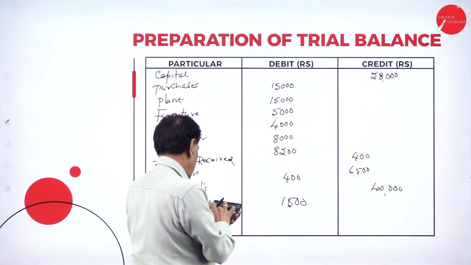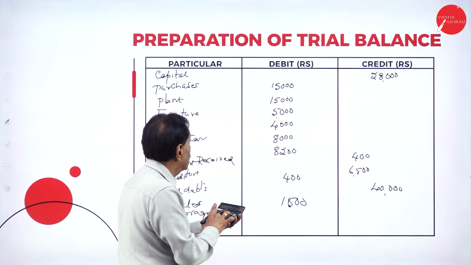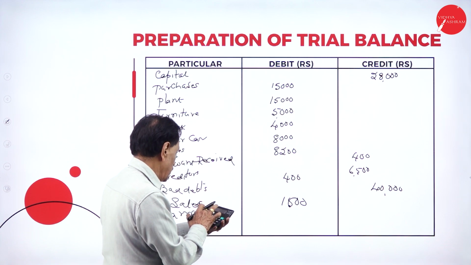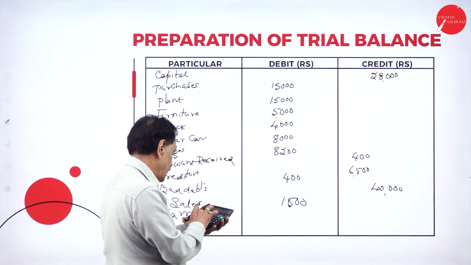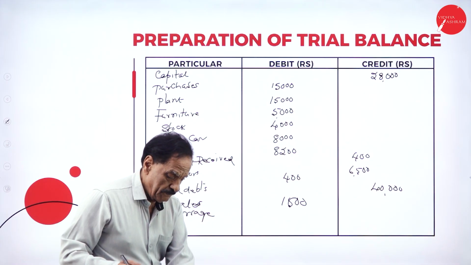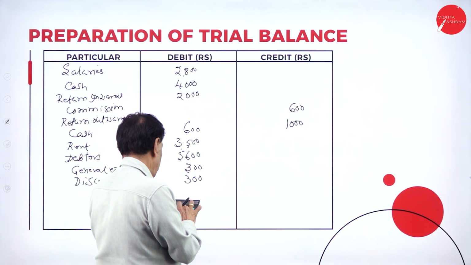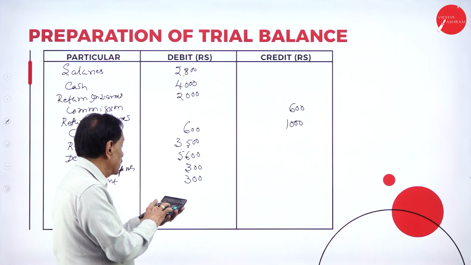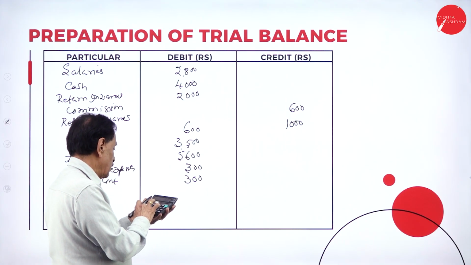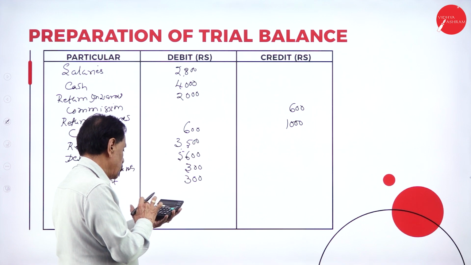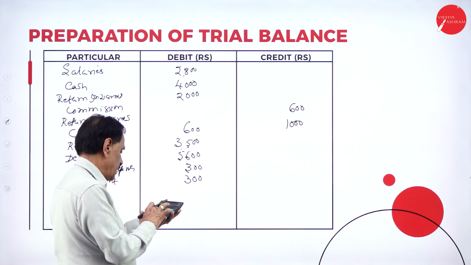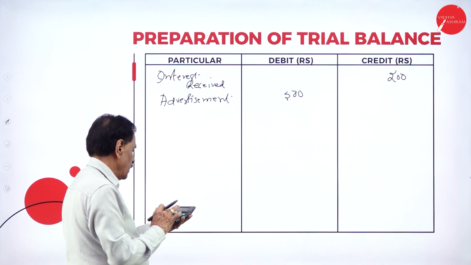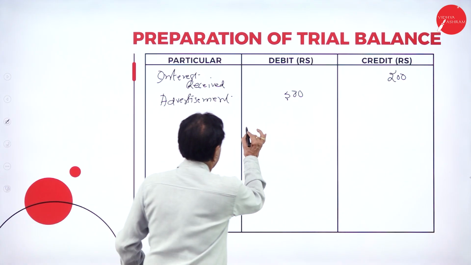So 15,000, 5,000, 4,000, 8,000, 8,200, 400, 1,500 plus 2,800 plus 4,000 plus 2,000 plus 600 plus 3,500 plus 5,600 plus 300 plus 300 plus 500. This will come to 76,700.